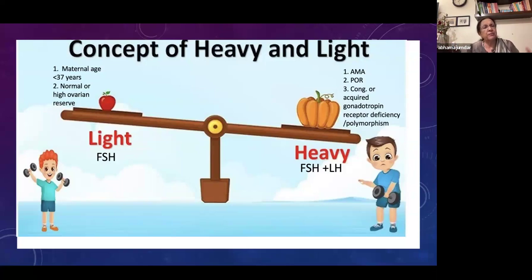Light is very good if maternal age is less and there is normal or high ovarian reserve. But when the patient comes with heavy problems like advanced maternal age or poor ovarian response, or there is a receptor deficiency or polymorphism, these are heavy problems and we need heavy treatment for that. We have to add LH over here, whereas for the lighter ones, we can just use FSH and it works wonderfully. Thank you very much.